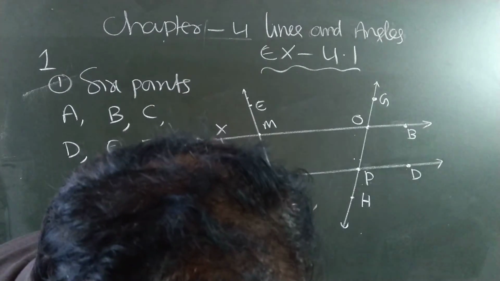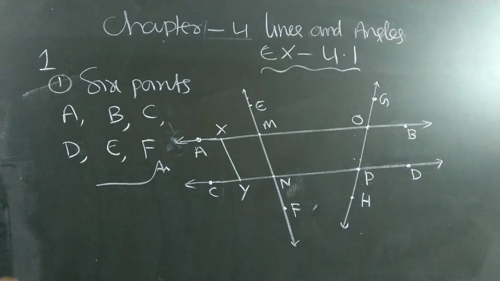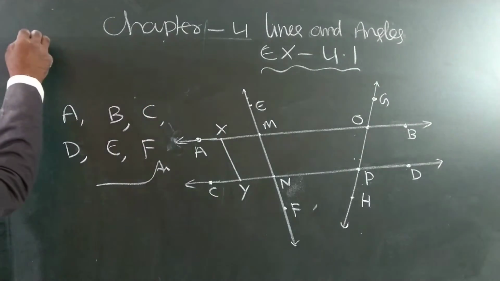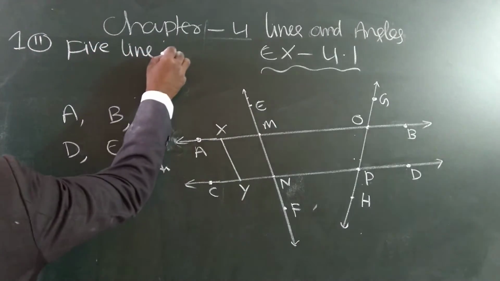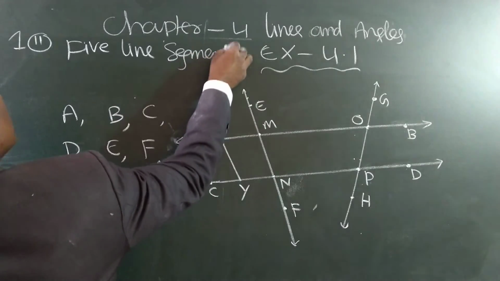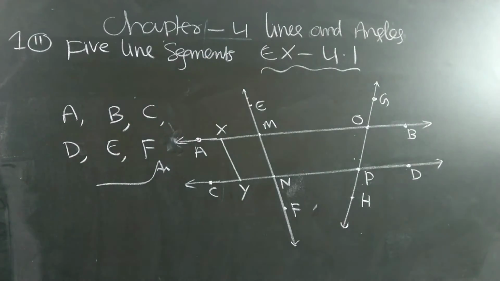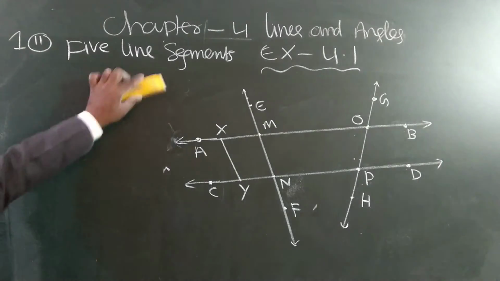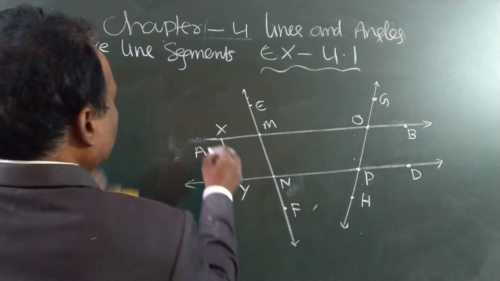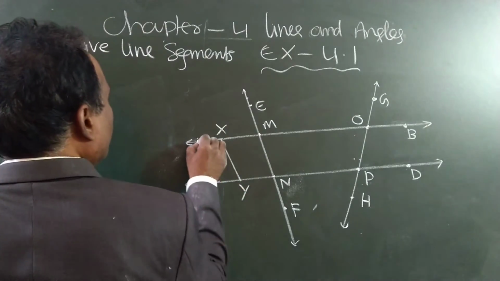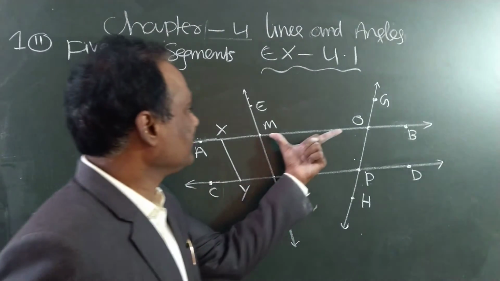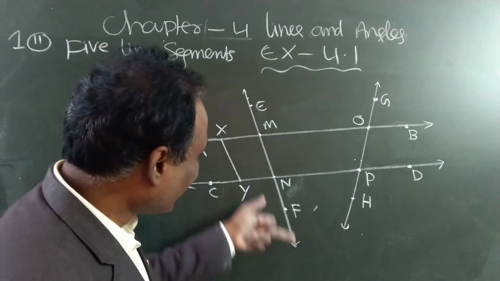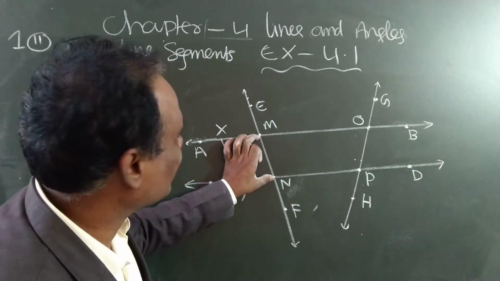Students, see the second question. Any 5 line segments. See the textbook question. Line segment means part of the line. This total is a line, but if you take part, this part is a line segment.